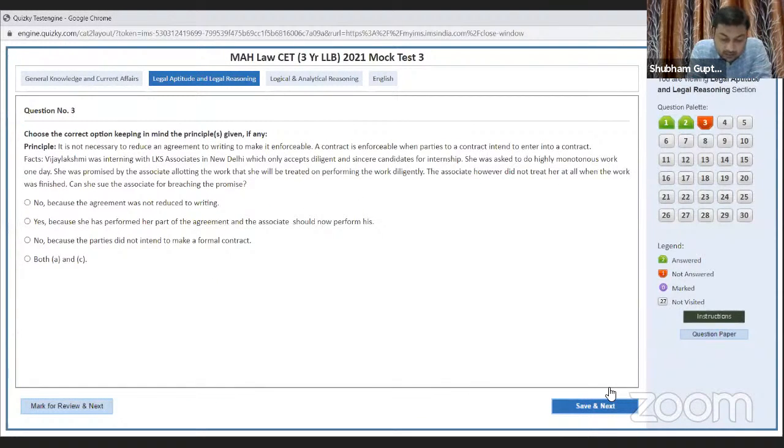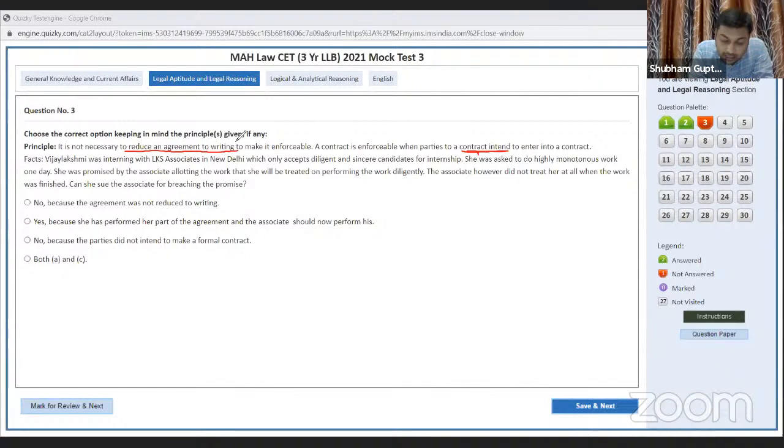Now, if I read the next one, the principle is it is not necessary to reduce an agreement to writing to make it enforceable. A contract is enforceable when the parties to a contract intend to enter into a contract. So the word I would make a note of is intent. And here, not necessary, so not necessary to reduce to writing. These are the two words that I will make a note of.